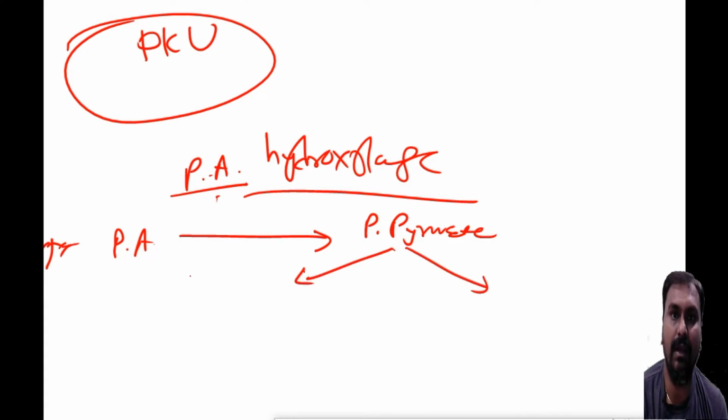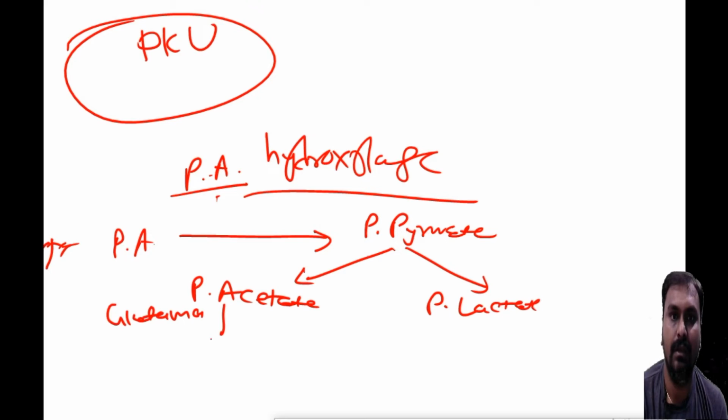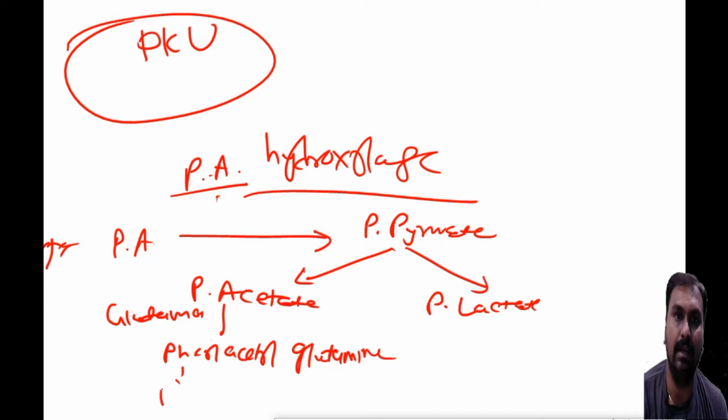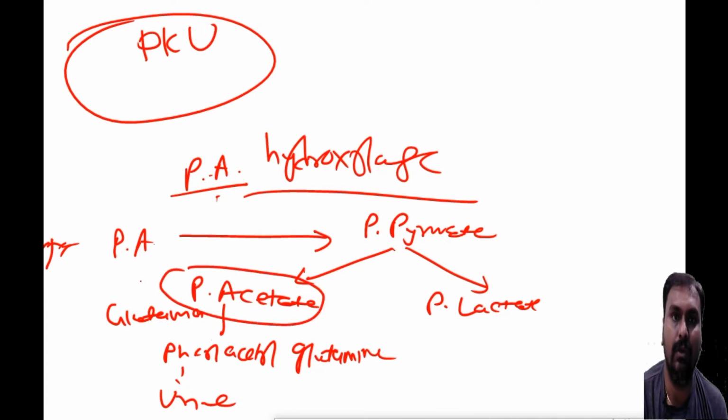This phenyl pyruvate can be oxidatively decarboxylated to phenyl acetate, and it can be reduced to phenyl lactate. This phenyl acetate again reacts with glutamate to form phenyl acetyl glutamine, which can be excreted in urine. And the mousy odor of the urine in phenylketonuria is because of the phenyl acetate.